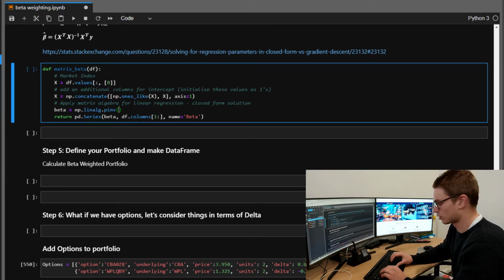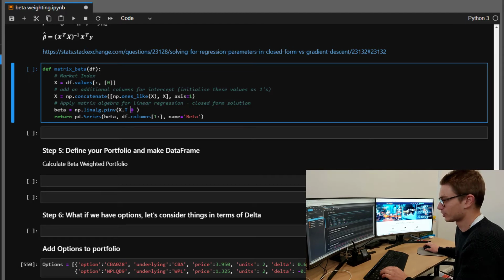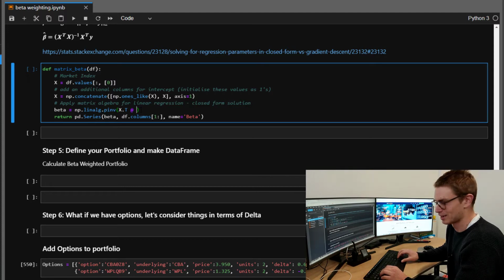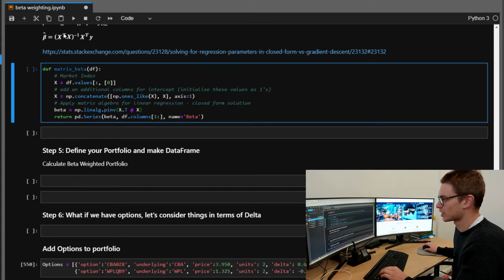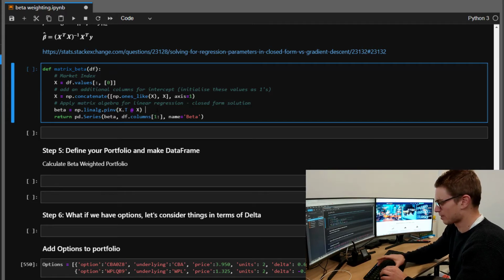First off, we need to do the transpose of x. Now, someone on the channel commented that I can use not dot, but I can use this @ for matrix algebra. So thank you very much for whoever that was. So I can just use this @ operator to do matrix algebra. So we're taking the transpose of x times x, taking the inverse of that. We're then multiplying that by the transpose of x, dot T, and then we're going to matrix multiply that by y.